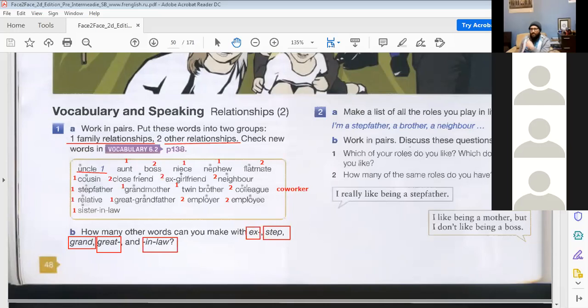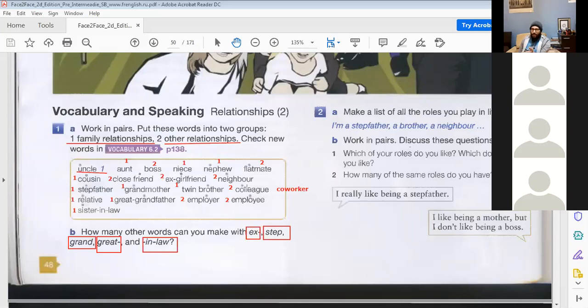I don't know step uncle. Sorry, I think no. Logically, since there's a stepmother, her sister should be one. But I haven't heard it before. Step uncle, step uncle's wife. But step means not from both your parents. Do you get the idea?